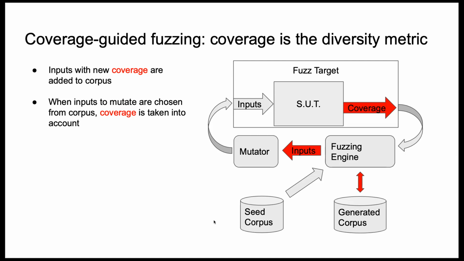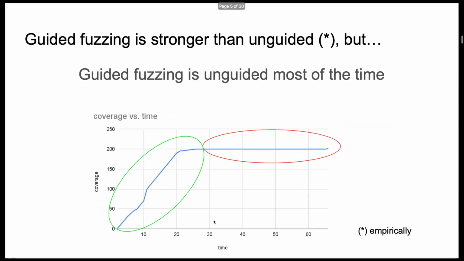So coverage is used in two very similar, maybe it's actually one common thing, in two similar ways. First of all, we decide whether to keep an input in the corpus based on coverage, and we also decide which input to mutate. Sometimes we do it based on the coverage. By the way, as you've noticed, I didn't actually define yet what coverage is. I'm just saying there is something called coverage.